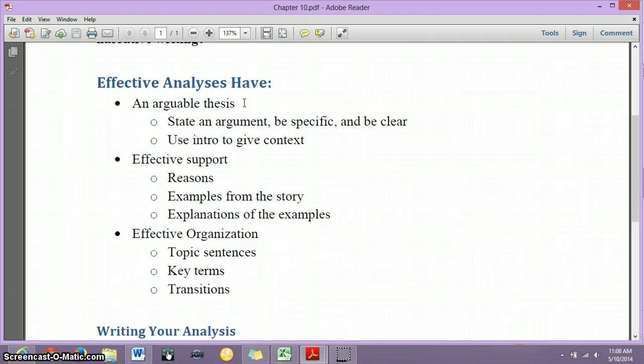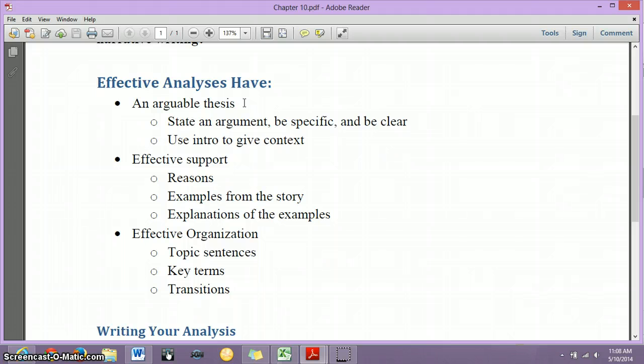Then every time you provide a direct quote or even a summary, you need to explain why you included that in your paper. Do not let your examples speak for themselves. If you do that, you run the risk of having your reader draw their own conclusions from the support that you're including. You need to direct your reader's thoughts. You need to say, the text says this, and this example furthers the argument in this way. Okay? So not only do you have to provide examples to prove your point, you have to explain how those examples prove your point.